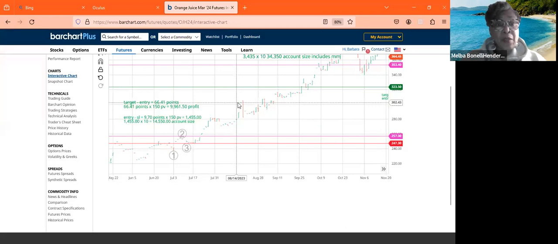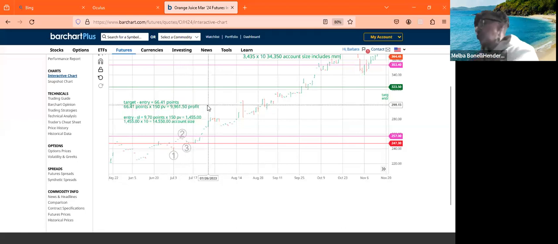323.50, and the profit is going to be $9,961.50. So our target is 323.50.